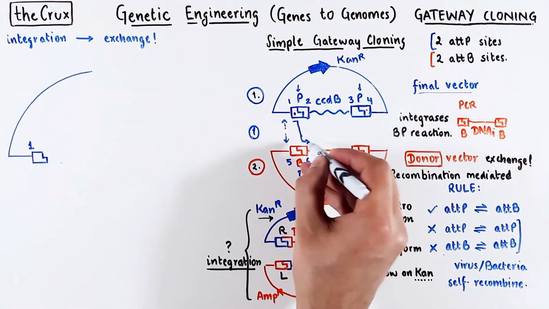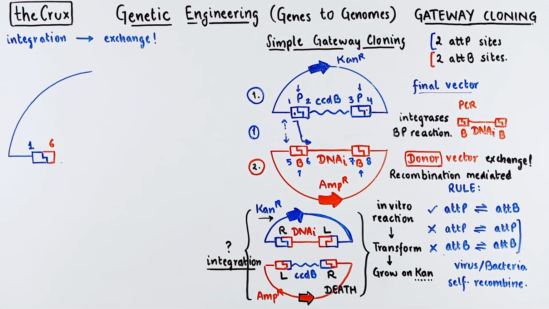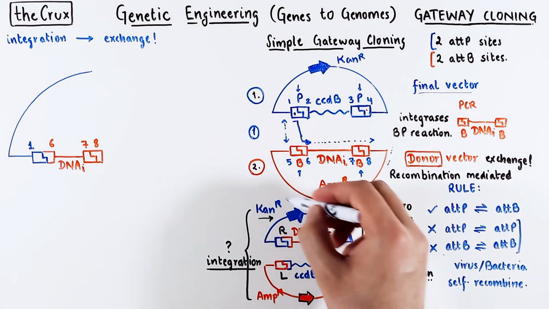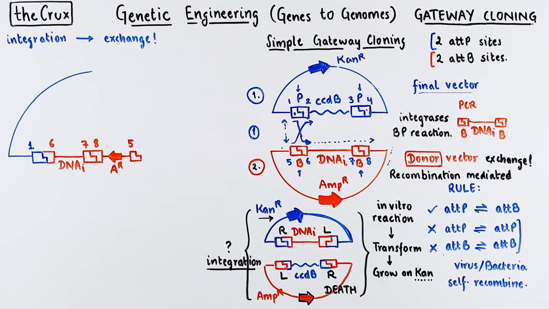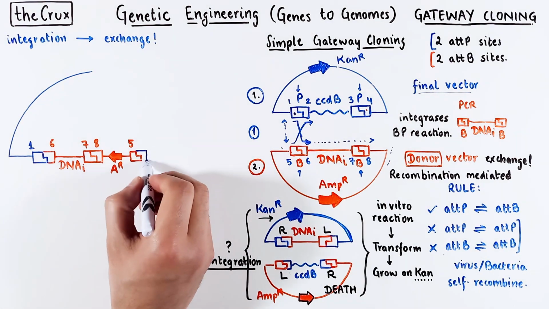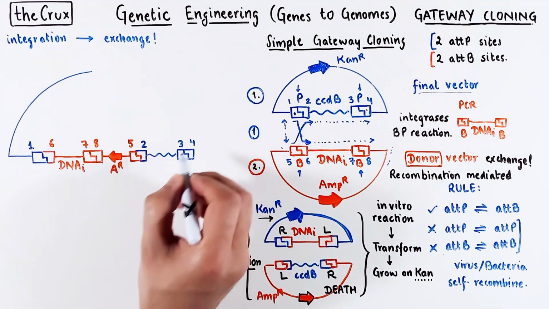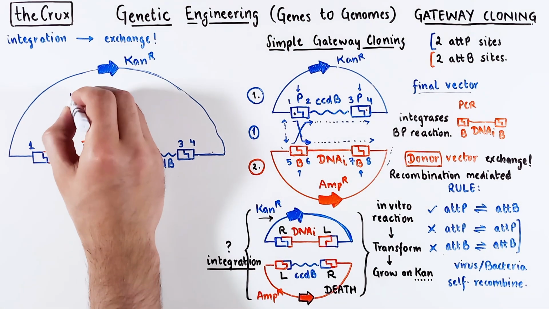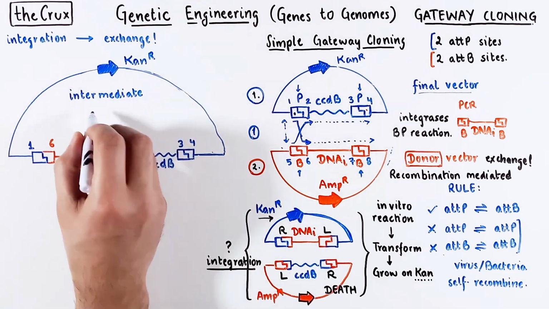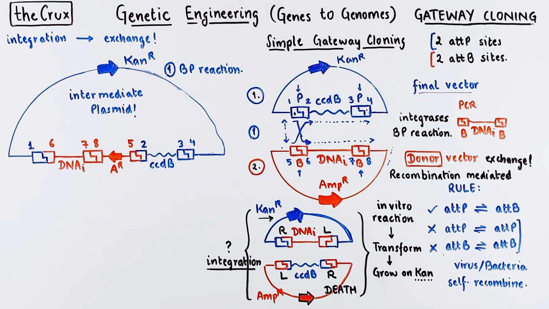And we will focus on the final vector and anchor at this site 1. As we saw before, anchor site 1 recombines with site 6. Site 6 continues into site 7 and site 8. If we continue, we see this entire plasmid comes back to site 5. Site 5 gets recombined with site 2, and this site 2 continues to site 3 and 4, and all this circles back to kanamycin. This is an intermediate plasmid where only one BP reaction has occurred, and we have integrated the donor vector into the final vector.